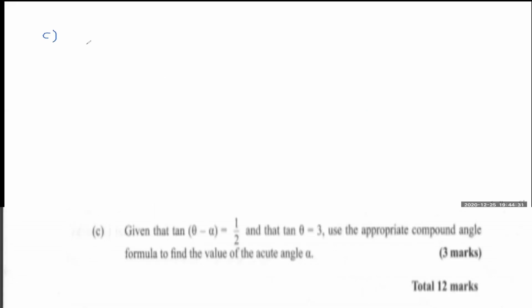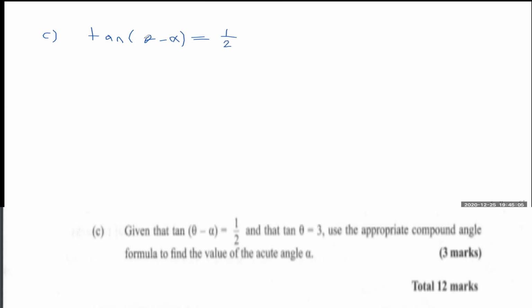Part C says now we are to, given that the tan of theta minus alpha is a half and tan theta is 3, use the appropriate compound angle to find the value of the acute angle alpha. Why am I saying theta? So it tells us that tan of theta minus alpha, they told us that is a half. Now no need to worry at all.